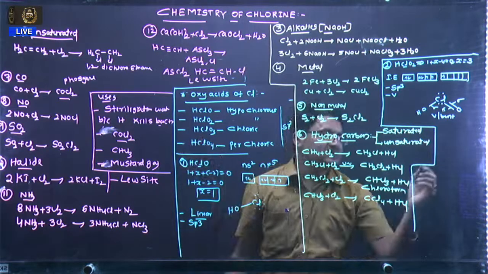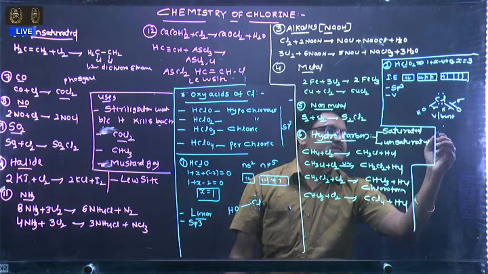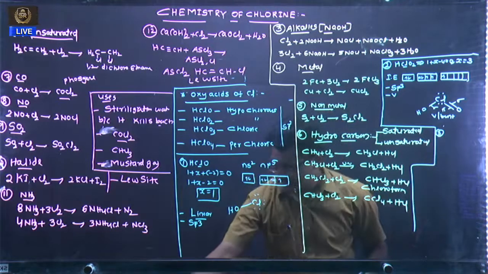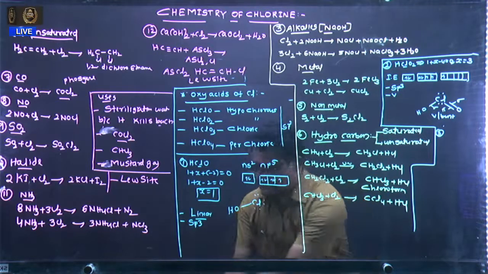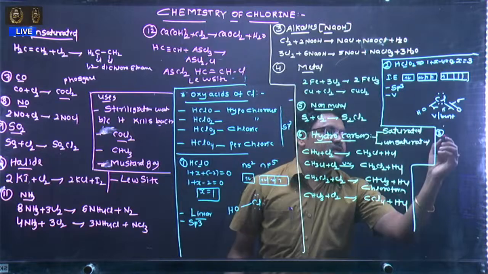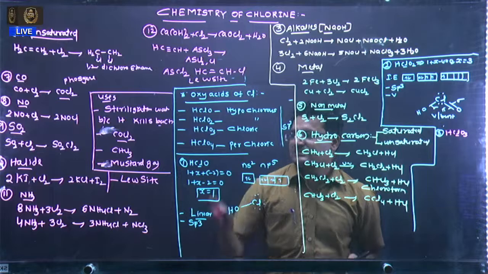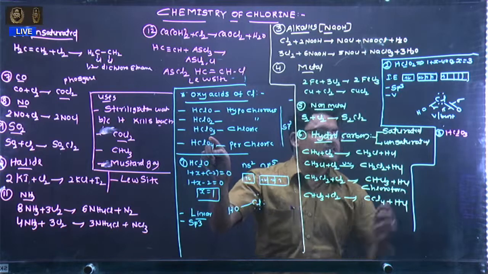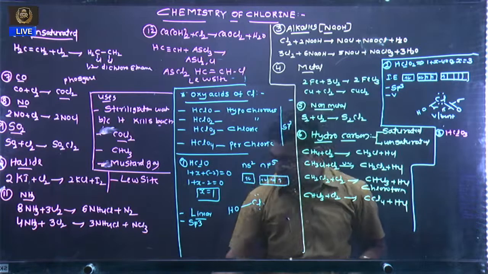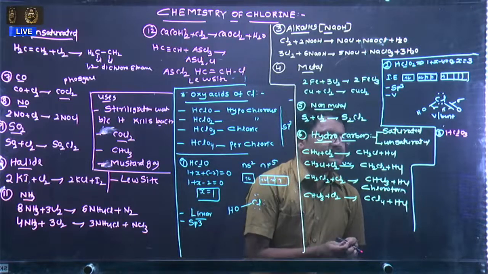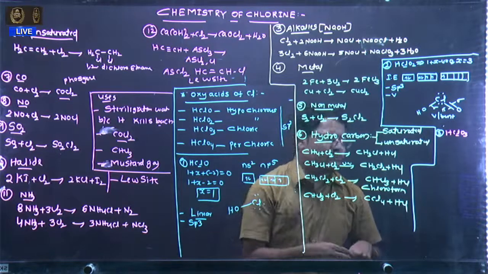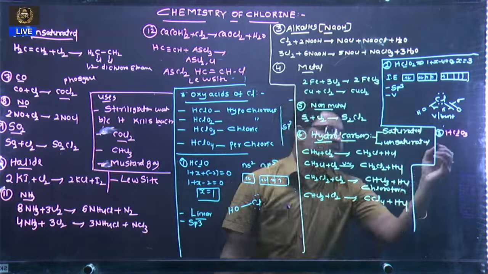The third one is HClO3, chloric acid. First we find the oxidation state. What is the oxidation state of this one? The oxidation state is 5.